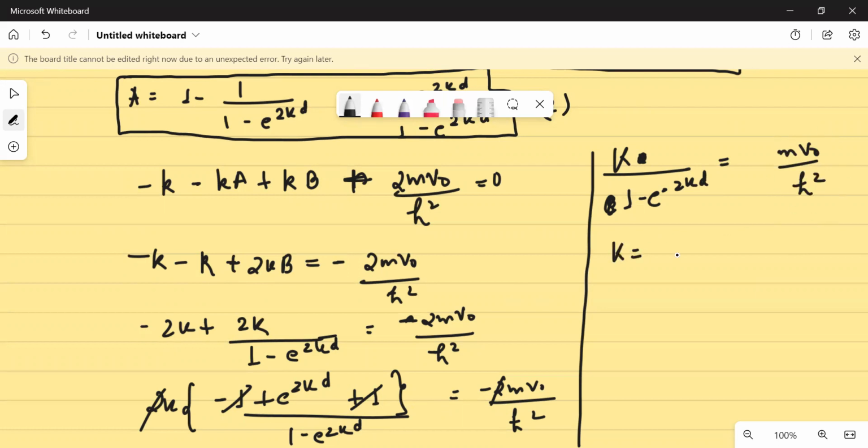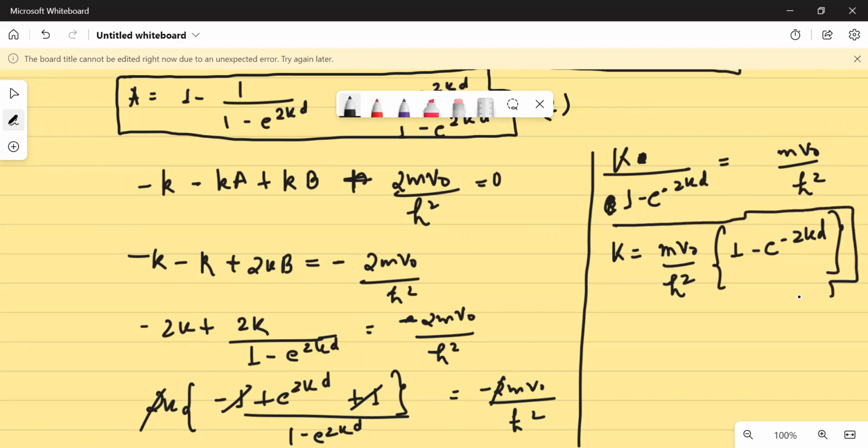So your k would become, I think, mv naught upon h cut square times 1 minus e to the power minus 2kd. Yes sir. This is what we got yesterday also, if you remember. Instead of d, we had a there. So I was telling this is the same problem. Yesterday we did this problem. I'll reinitiate this problem solution in the next lecture.